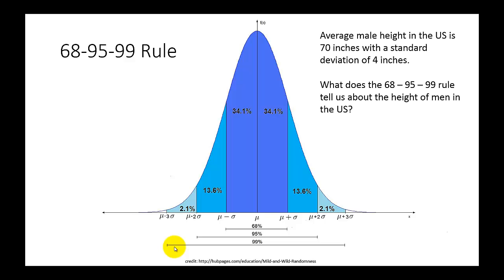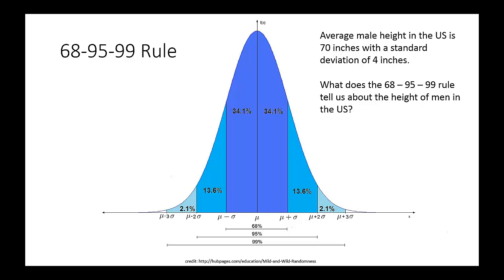So let me give you an example here. The average male height in the US is 70 inches, with a standard deviation of 4 inches. What does the 68, 95, 99 rule tell us about the height of men in the US? Well, if we go three standard deviations on either side of 70 inches, that means subtracting 12 inches, which takes us down to 58 inches, which if I'm doing my math right is 4'10", and adding 12 inches, which should be 6 feet 10 inches tall.